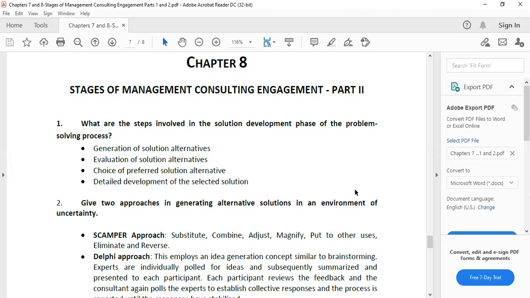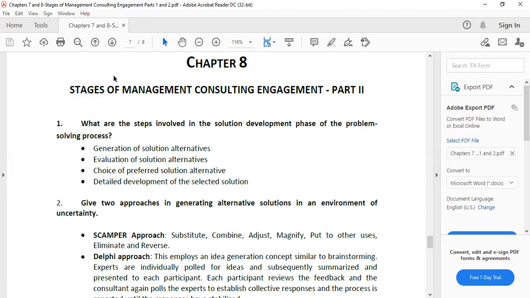Good day to all. This is the second part of stages of management consulting engagement. Just like with the first part, the unique format is shown, which is question and answer. So Q&A approach for the discussions. And here are our questions as shown. Let's begin. This is, by the way, just two-page discussions, and this will be very short.